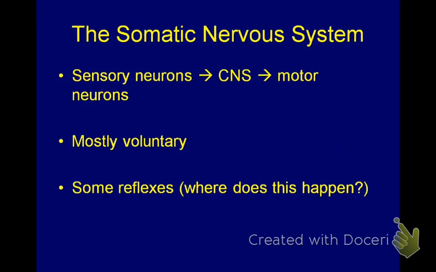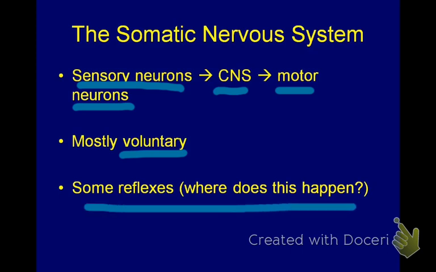Somatic nervous system is what we control. It's voluntary. The pathway is this. You have sensory neurons going to the central nervous system, and the message goes back to motor neurons. Like I said, this is voluntary actions. So if I want to put on my coat, that's my somatic nervous system. It's a conscious action. Sometimes reflexes are processed by this, and remember this happens in the spinal cord.